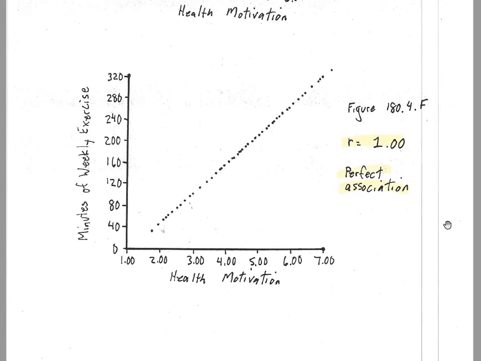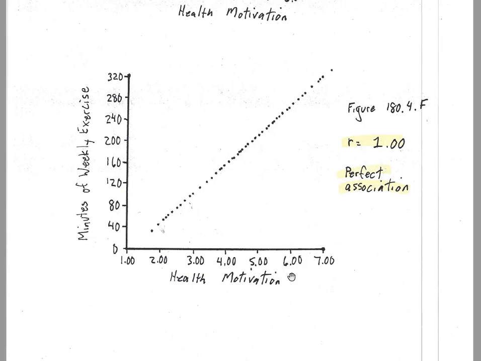What's the upper end of a correlation coefficient? Upper end of a correlation coefficient is plus or minus 1.0. Plus or minus 1.0 is a perfect association. In this case, it's plus 1.0. Notice every single dot falls on a perfectly straight line. If I know where you stand on health motivation, I can predict where you stand on minutes of exercise with perfect accuracy. If you have a score of 6.0 on health motivation, I draw a straight line up to where it intersects with this line. I draw a line over to the left, and wherever it intersects with minutes of exercise, that's my prediction of how many minutes of exercise you get.